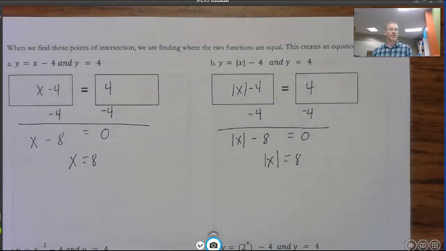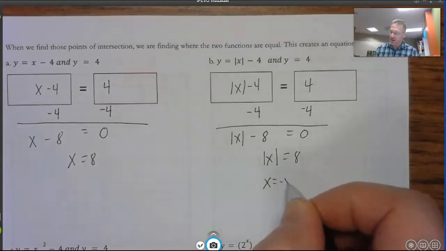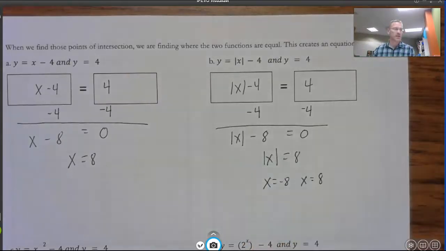Now, what numbers have a distance of 8 from 0? That would be -8 and +8.